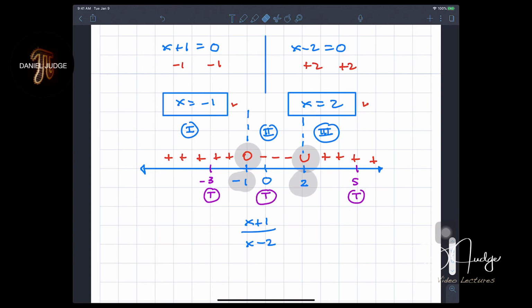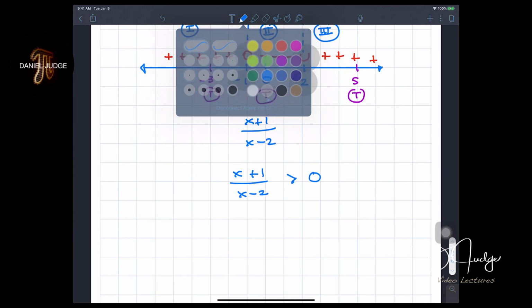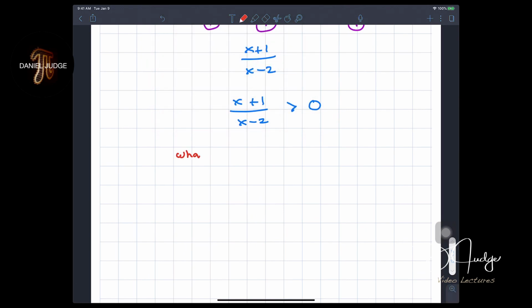And then remember the next step. What was the next step? Go back to the original question. They want to know where x plus 1 over x minus 2 is greater than 0. They want to know where this fraction is bigger than 0. Here's the question I'm going to ask: what does greater than 0 mean for any term?